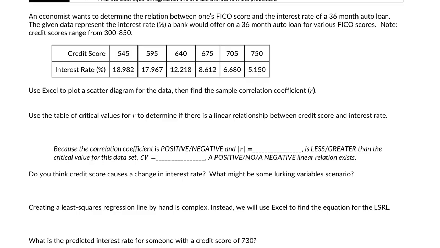Do y'all know about credit scores? Yeah, I got a 320. I'm scared for you.